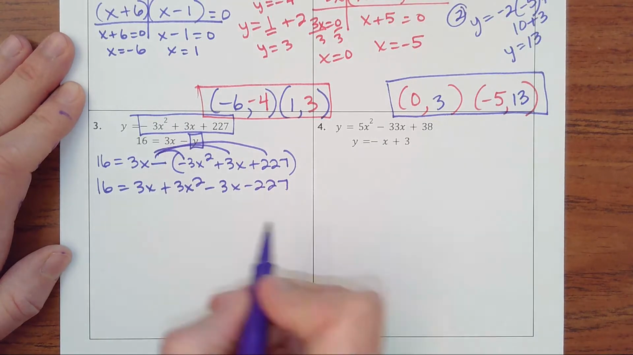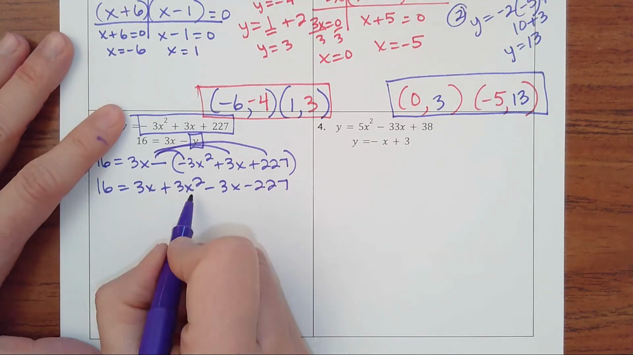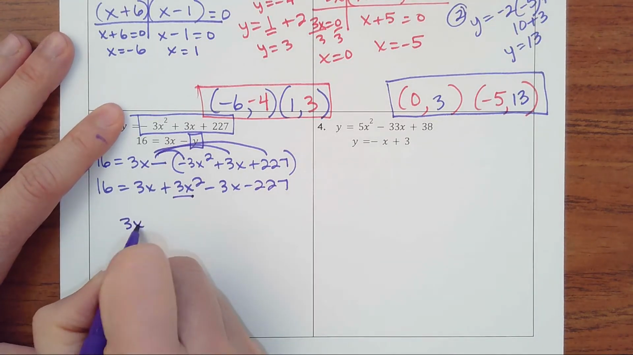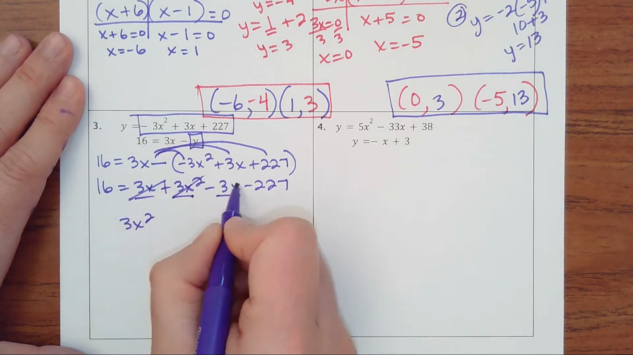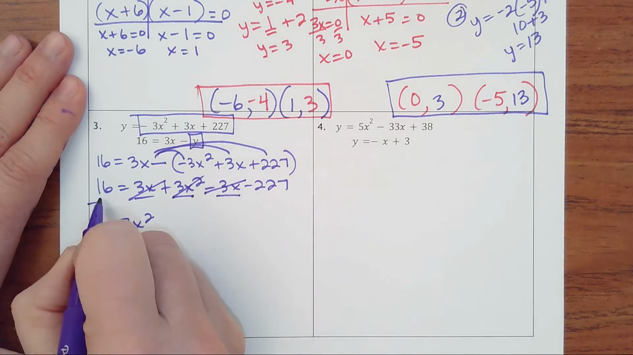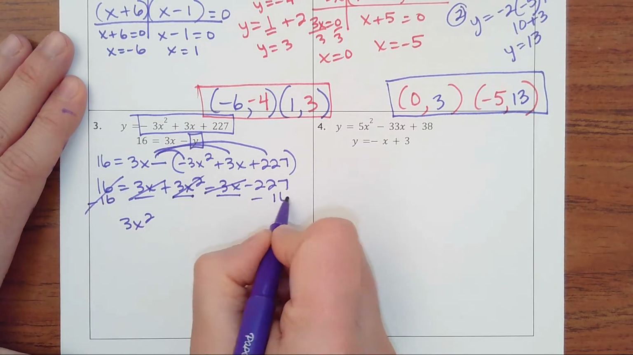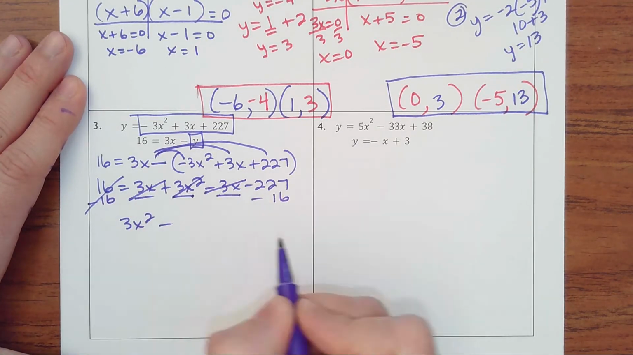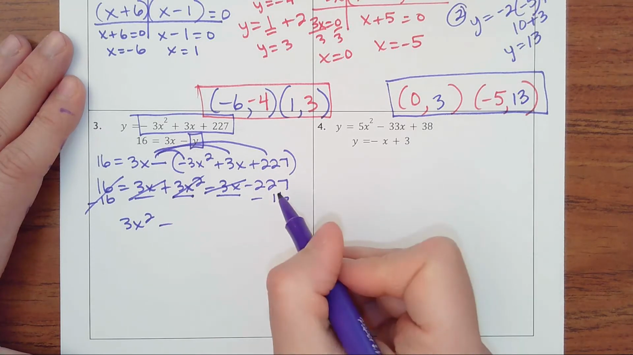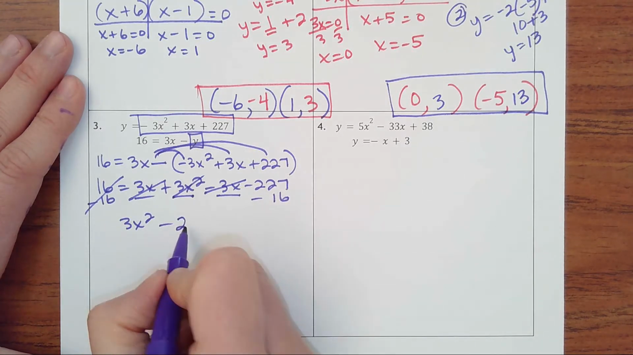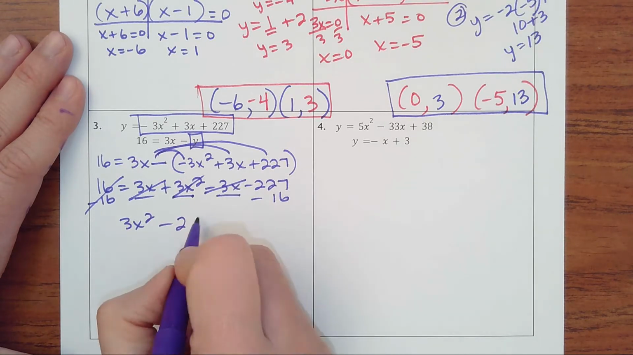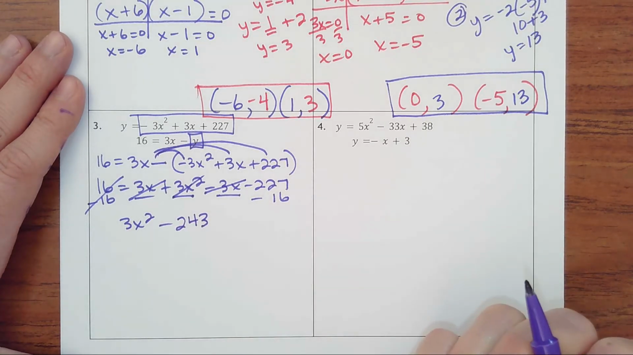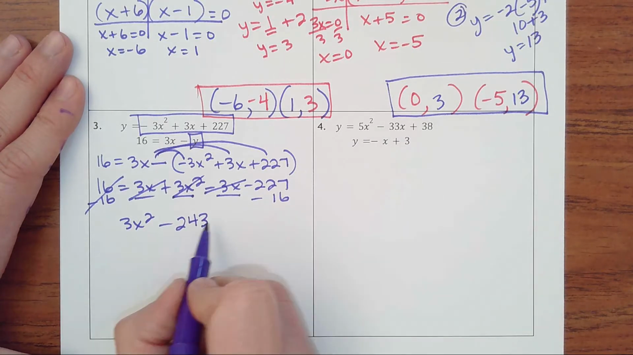Get it set equal to 0 and put it in standard form. I've got my 3x squared term. I've got my 3x minus 3x, that's canceling. I'm going to subtract my 16. So that would get me negative 243. Yeah, 243. Okay, so that's equal to 0.